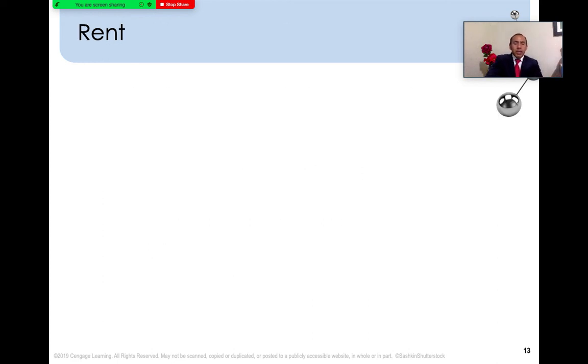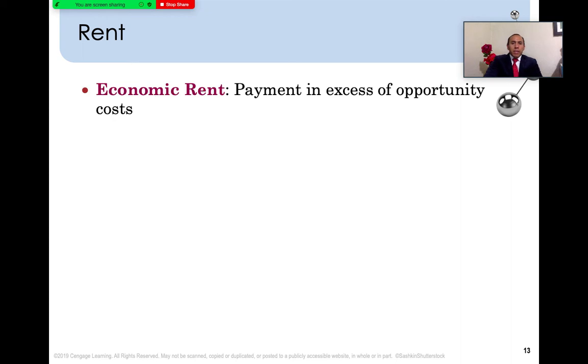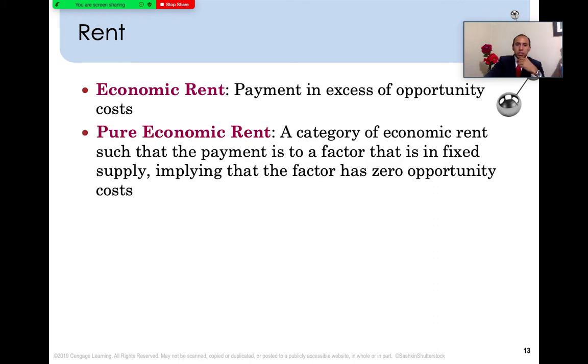Let's talk about economic rent. Economic rent in this case is typically referred to as rental income or residual income. It's payments that are received in excess of what is needed for the ownership of some resource. Or in this case, economic rent is a payment that is received in excess of the opportunity cost of using the resources.